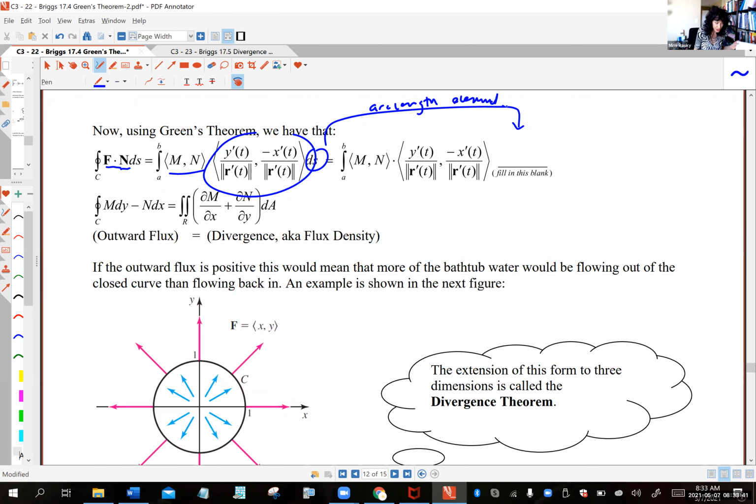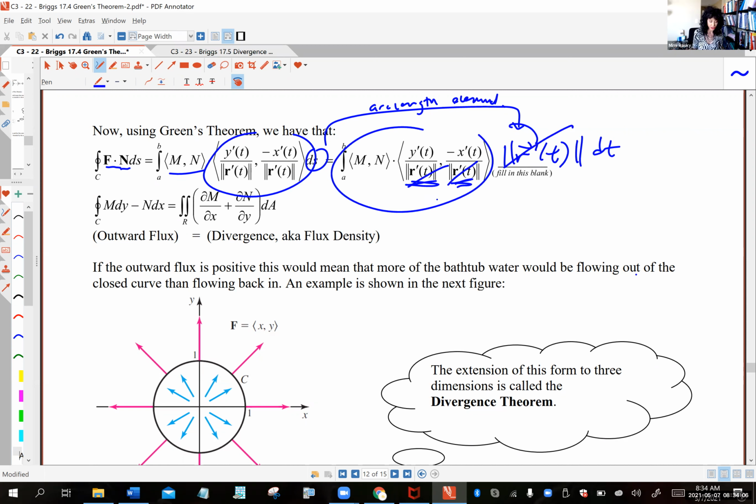Don't forget, little ds is your arc length element. So it's like, oh, well, what is that guy? And I hope you remember it's going to be the magnitude of r prime dt. Well, after you do your dot product, everybody has this denominator of magnitude r prime, that is going to cancel essentially. So all you'll get left is M y prime, which is dy dt. And so you end up with M dy, and then minus N dx.